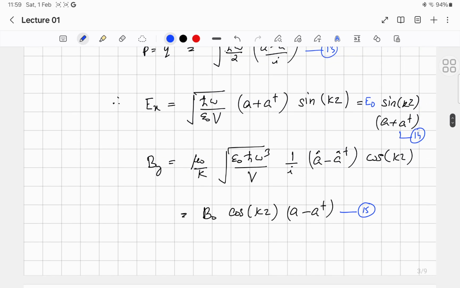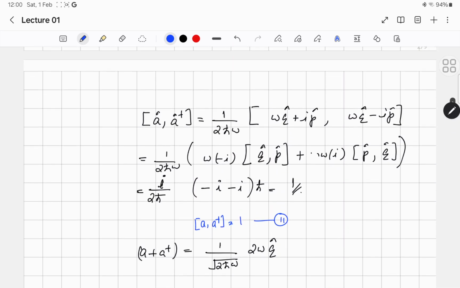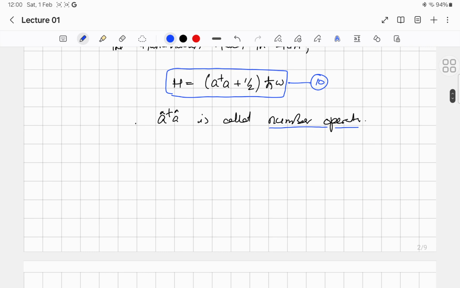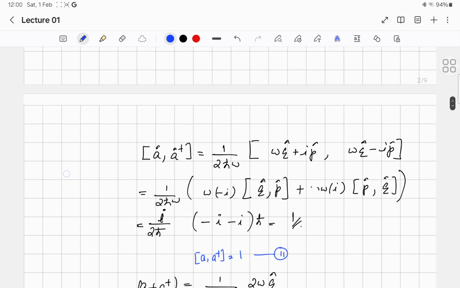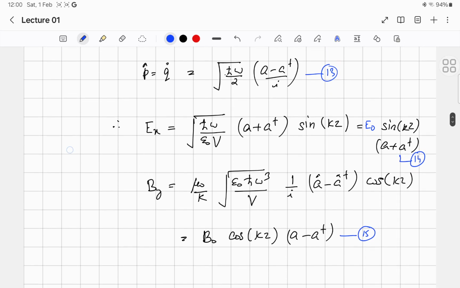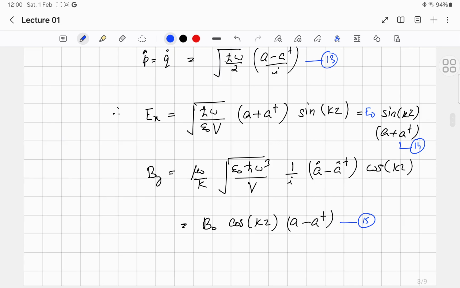So that's all about the quantization of the electromagnetic field in the cavity. Now we are going to use this information to represent the Hamiltonian and to get the meaning of the operators A and A dagger. If you summarize it, in the case of a single mode field, the Hamiltonian is very simple: A dagger A plus half h cross omega. What the physical meaning of it is, we will discuss. Correspondingly, the electric field and magnetic field can also be represented in terms of A and A dagger. The electric field is connected with A plus A dagger and the magnetic field is connected with A minus A dagger. So that's all for now.